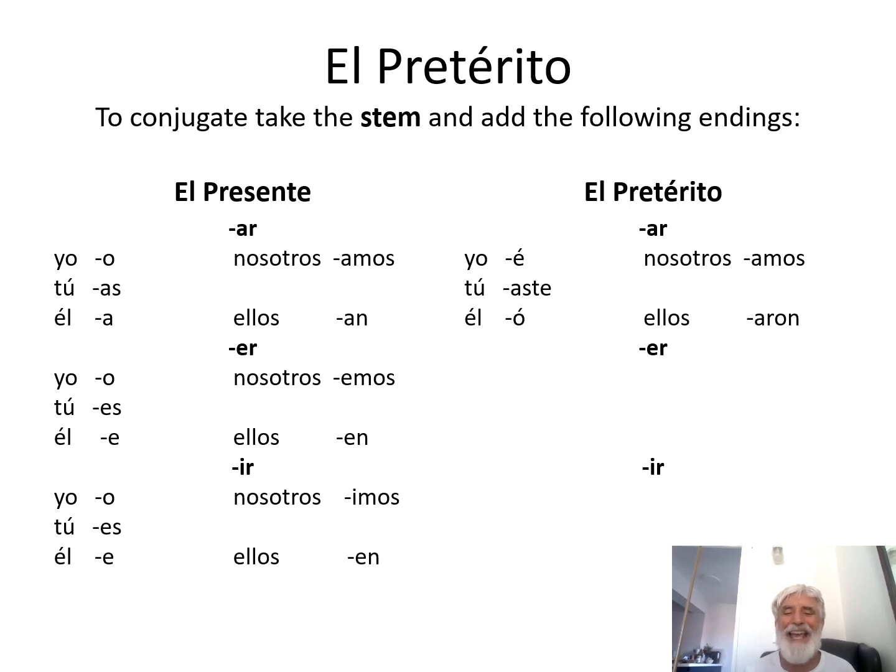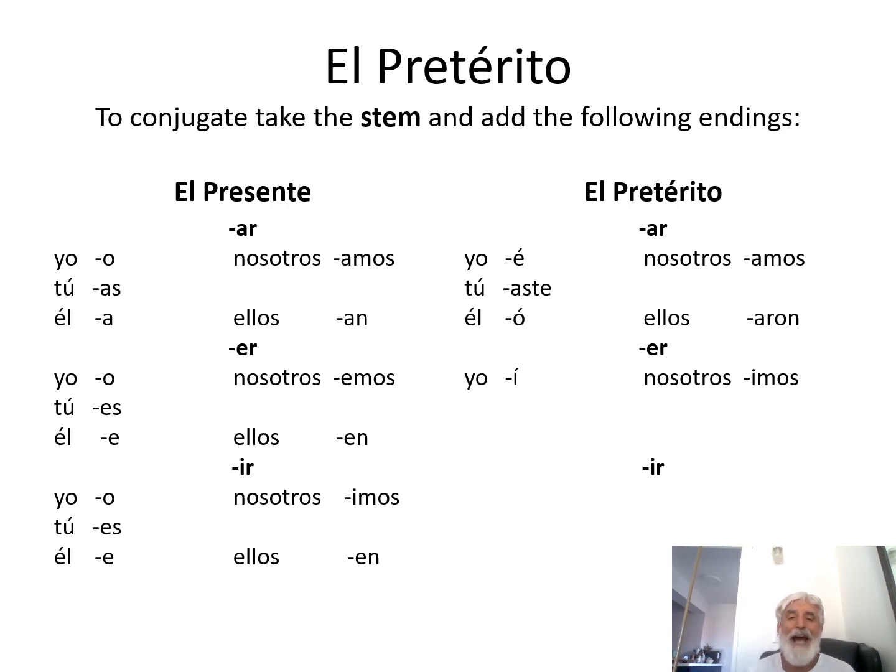And finally, what about the ellos form of an AR verb? What do I add onto the stem to give me the preterite or simple past tense? I add on aron. There it is. Okay. What about an ER verb? I get the stem. What endings do I add on to form the preterite?